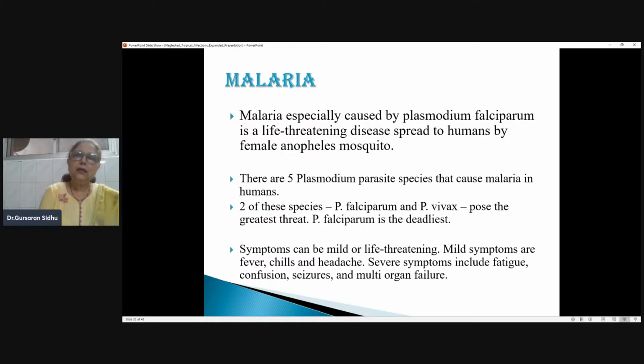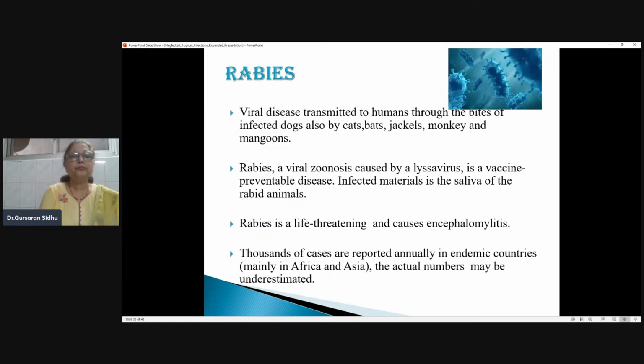So these days, for the last couple of years, we have not seen a very bad or life-threatening case of malaria, though it is a possibility, because in the past we have seen huge numbers of mortality with falciparum malaria.